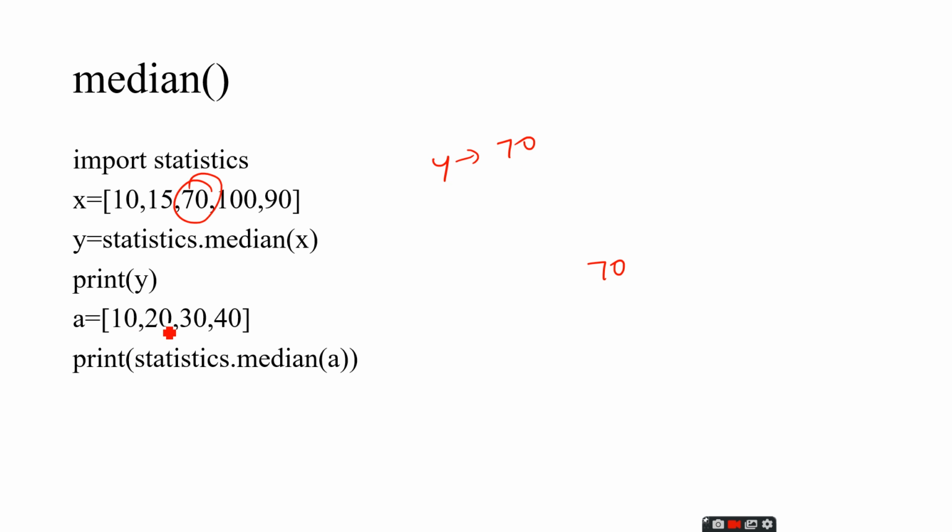Then a equal to 10, 20, 30, 40. Here there is no middle value. The middle values are 20 and 30. 20 plus 30, that is 50. 50 divided by 2, that is 25. So the median is 25. So the output is 70, 25.